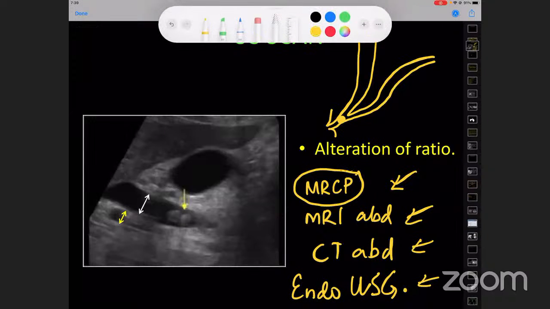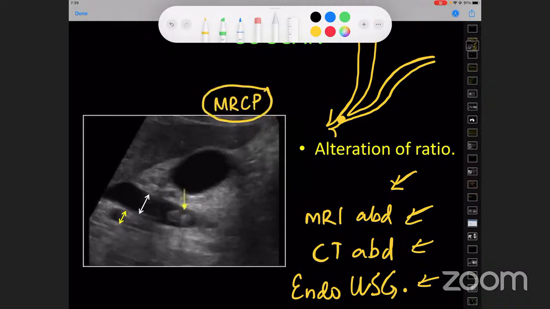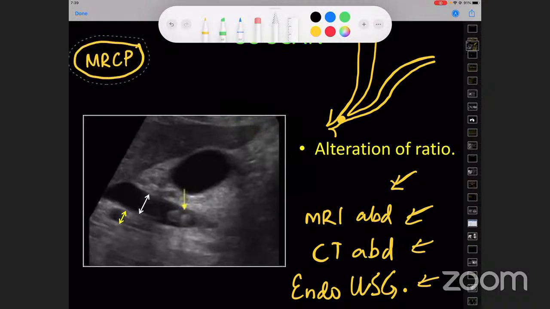So for that, I would prefer number one MRCP, and second, if the patient is having some pacemaker or cochlear implant, something like that, we would rather ask for endoscopic ultrasonography. Right now, MRI abdomen and CT abdomen do not have much role to play. Okay, Avik, just a point to make.